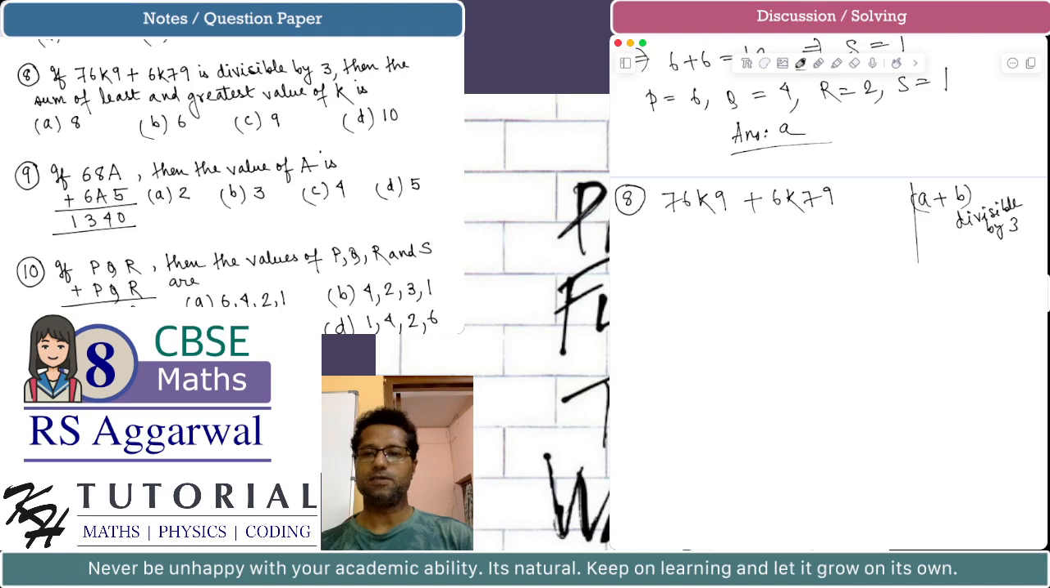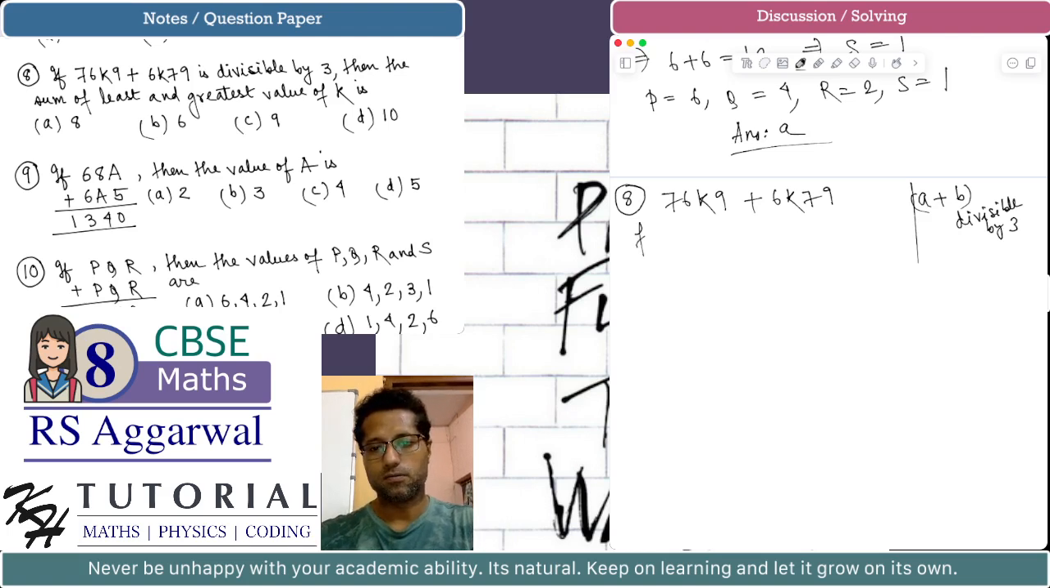Now one way is that you can do a trial and error method. Since the possible values of k can be 0 to 9, you can try out all the possible values, that is k equals 0, k equals 1, and check whether this given number will be divisible by 3 or 9. Even though this is a very bad approach, let's anyway use that, because I am not able to think of any better approach.